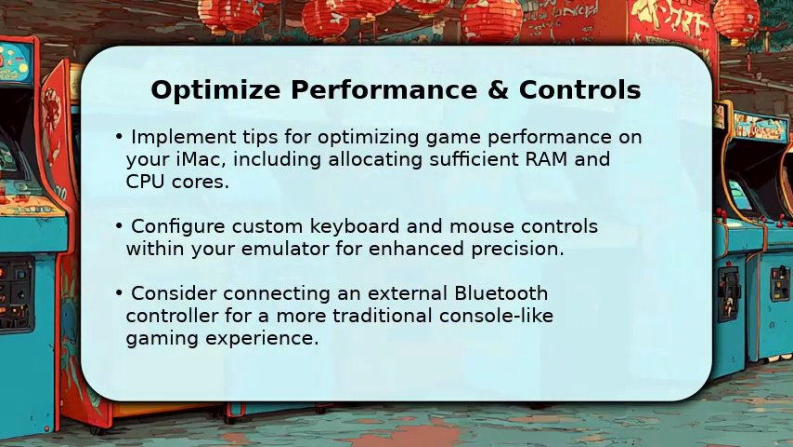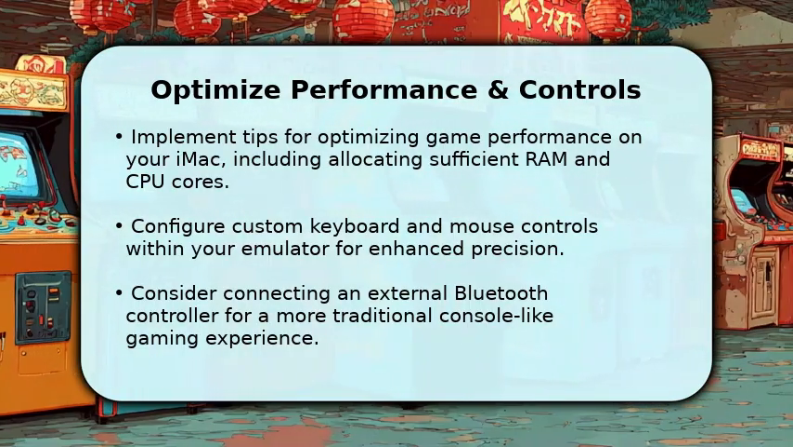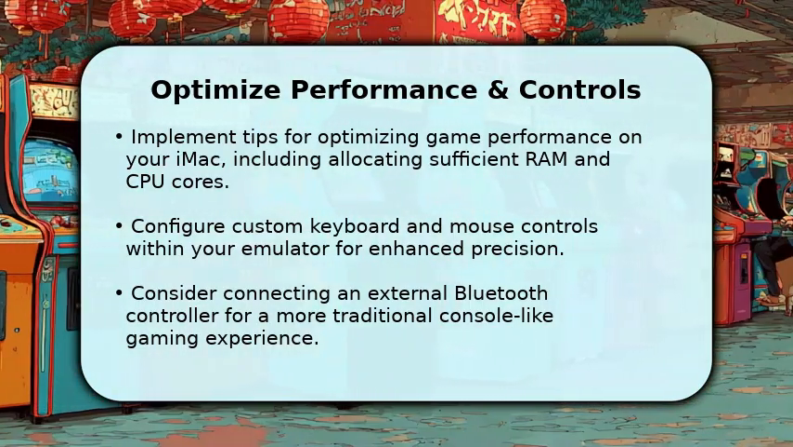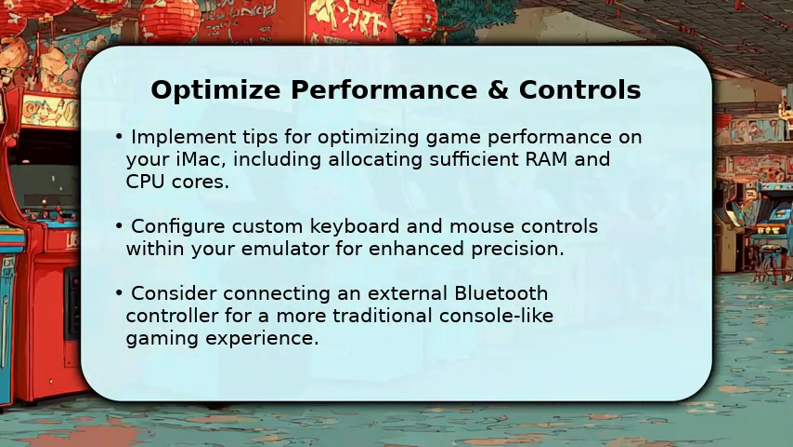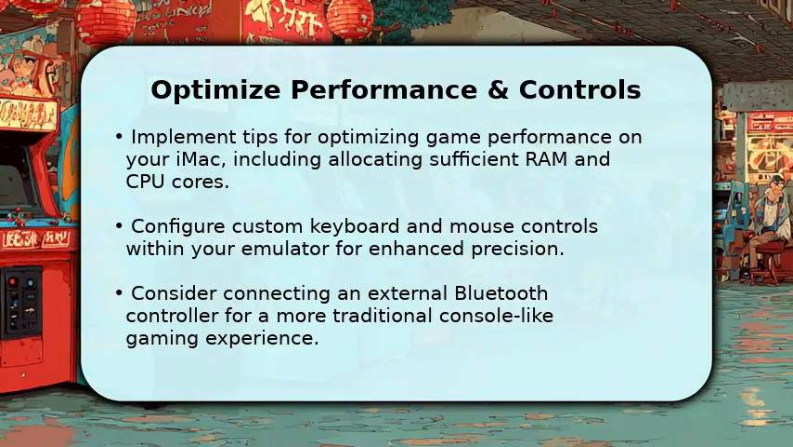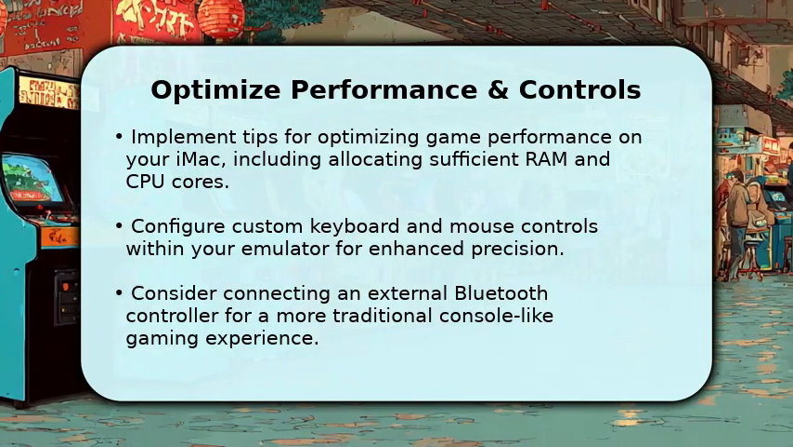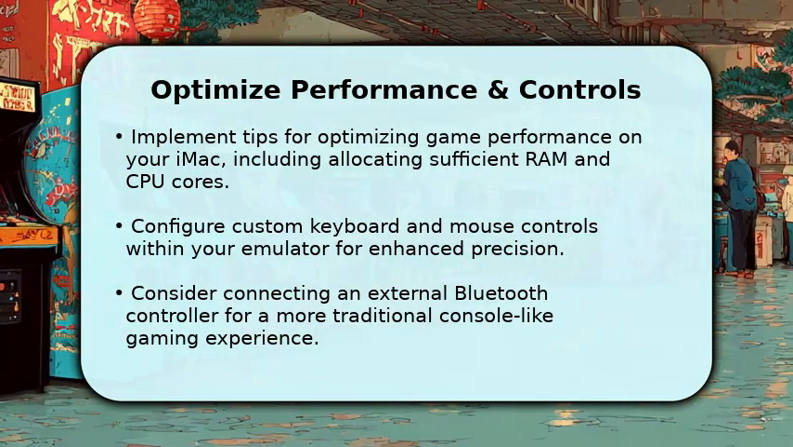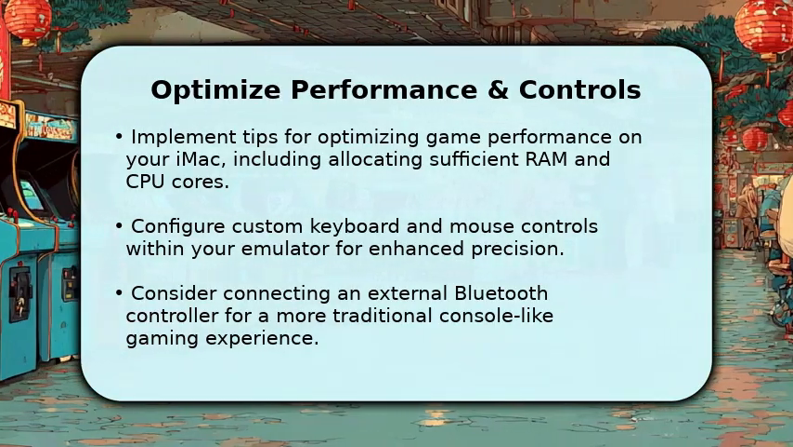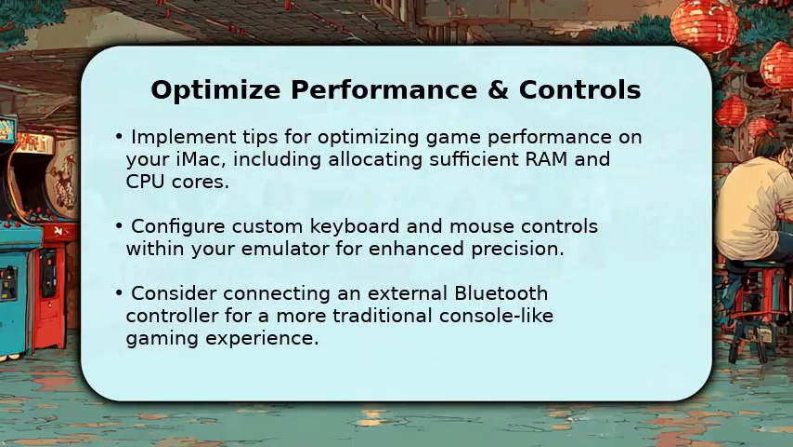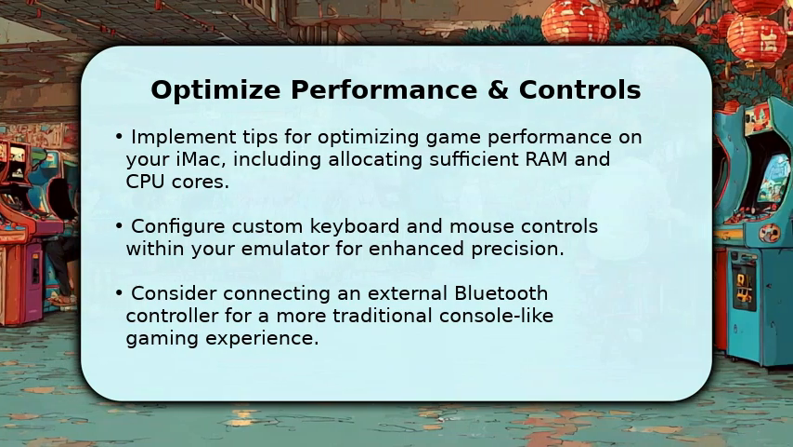To optimize your Brawl Stars experience, ensure your iMac has at least 8 GB of RAM for smooth emulator performance. Configure your emulator settings to allocate sufficient CPU cores, perhaps 4, for optimal gameplay. Map your keyboard and mouse controls carefully for precise movement and attacks. Consider using an external Bluetooth controller for a console-like feel. These adjustments will significantly enhance your responsiveness and overall enjoyment, making every match on your iMac truly epic.